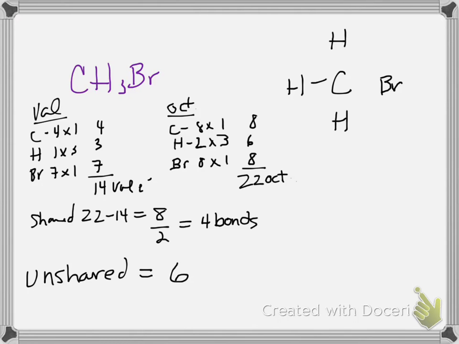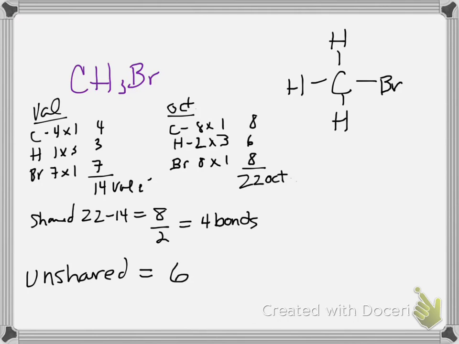So we have 4 single bonds. Everything is happy. Now the question is, where do our unshared pairs go? Does carbon have room to take anything else? No. Carbon is satisfied in terms of octet, and that's the big thing to look at when you're looking at who should get those unshared pairs.